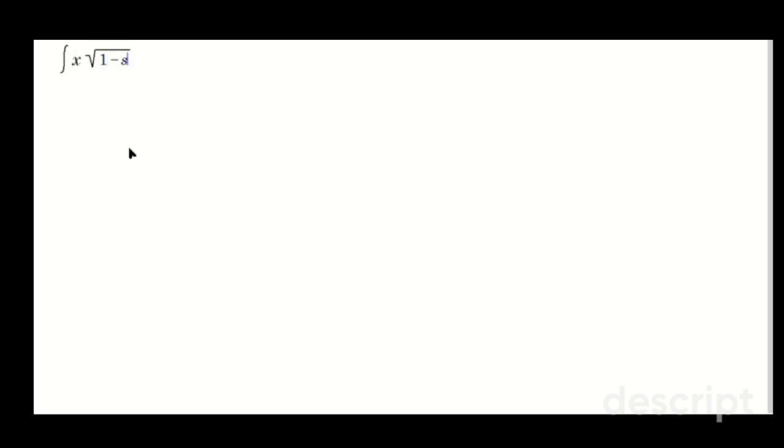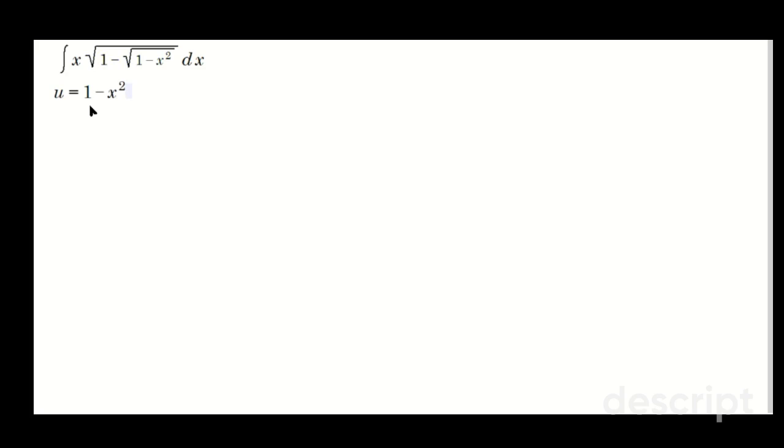Root 1 minus another root 1 minus x squared, and then dx. Again, it may not be obvious where to begin, but we do see a clue, which is we have 1 minus x squared and we have x, although this x is all the way on the outside of the roots here. So we can begin by setting u equal to 1 minus x squared.